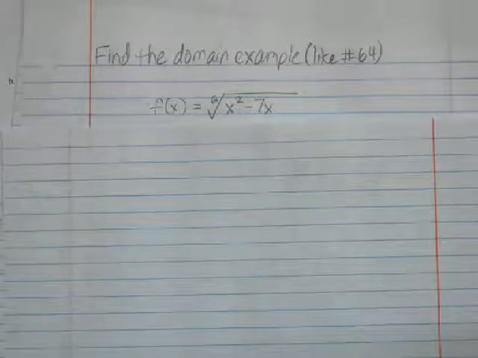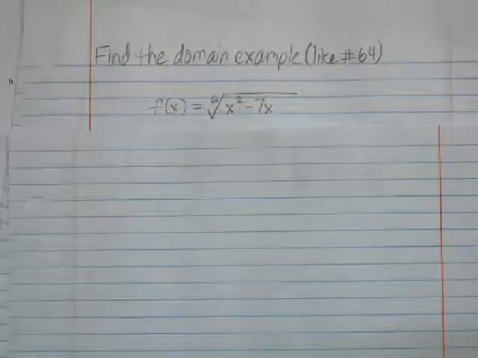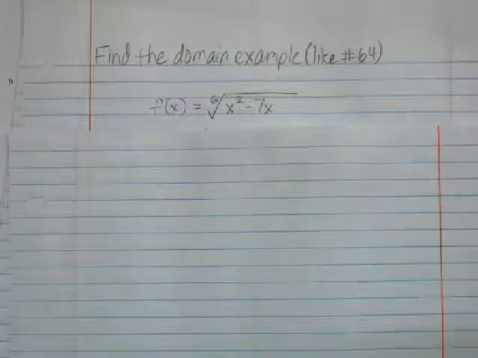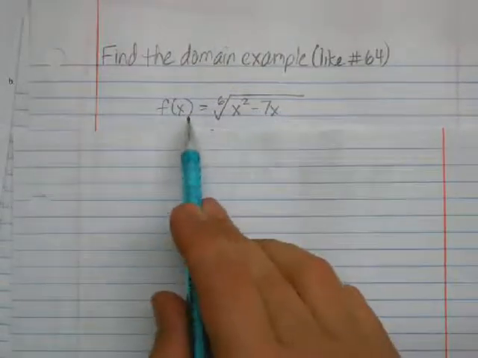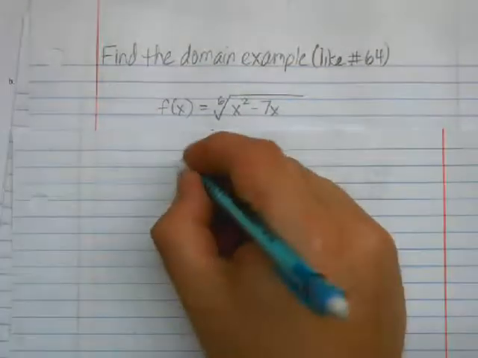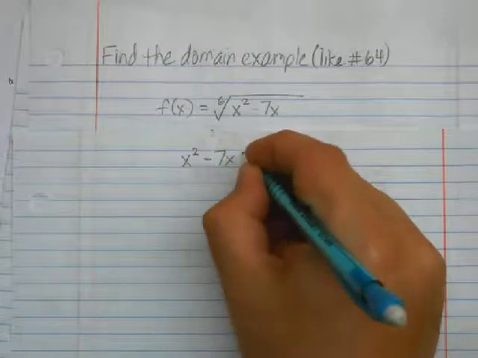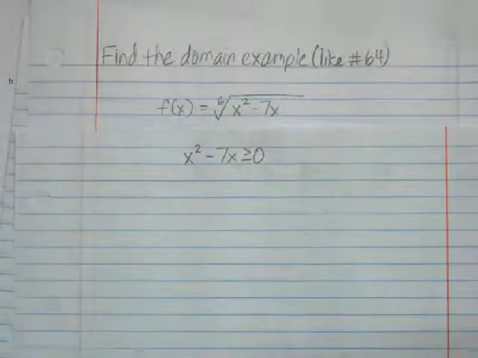So what I've done is I've come up with a similar problem to number 64, and I'm going to walk you through the steps. So looking at our function, we notice that we have an even root. So what's inside the radical needs to be greater than or equal to 0.